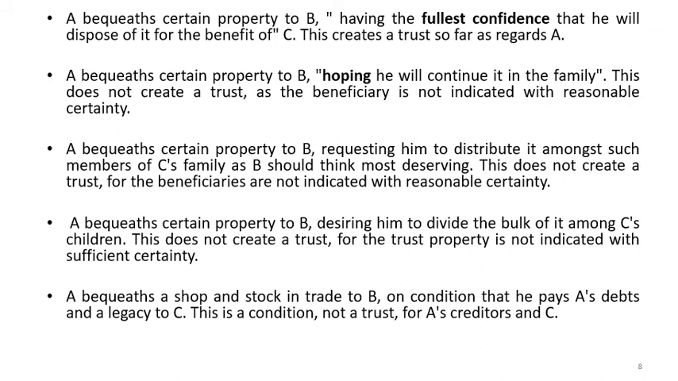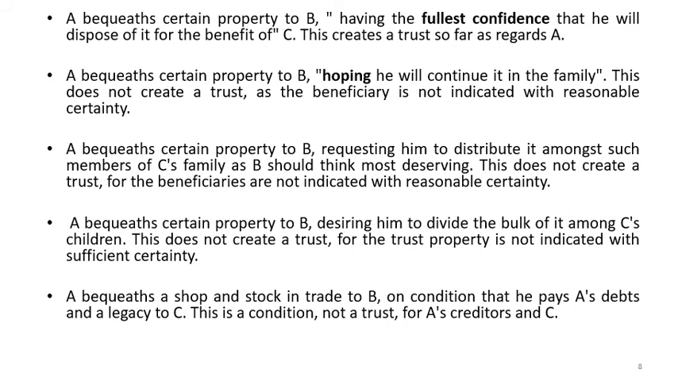Then when you apply section 6, in an examination, this is the way you must approach. First of all, you must see the facts given in the examination paper. Take this illustration and apply the section. Intention to create the trust on the part of the author of the trust. Having fullest confidence, he will dispose of it for the benefit of C. That means very clearly there's an intention to create the trust.